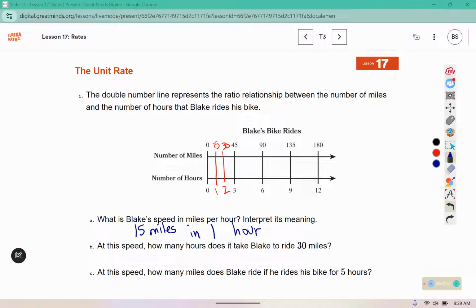At this speed, how many hours does it take him to ride 30 miles? Well, we can see here 30 miles would take him 2 hours. At this speed, how many miles does Blake ride if he rides his bike for 5 hours? If we continue to add 15, 45 plus 15 is 60, plus 15 more would be 75.